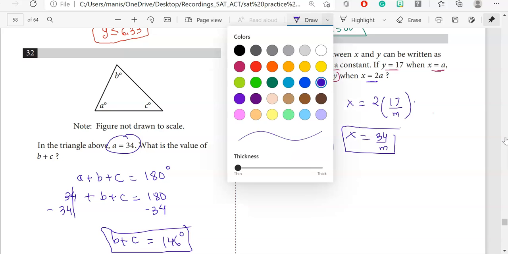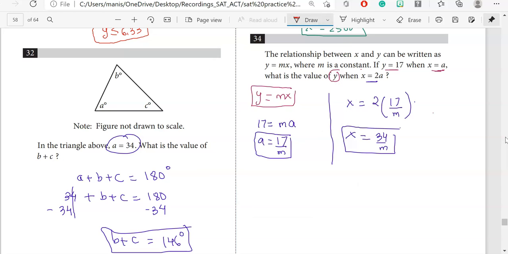Now I will go back and check what the question is asking. The question is asking to find the value of y. So now y is equal to m times x. I can substitute the value of x in this. So y is equal to m times x, and x is 34 over m. So this m and this m will cancel out, and the value of y will be 34. The question is asking what is the value of y, and we got the value of y as 34. That's the answer.